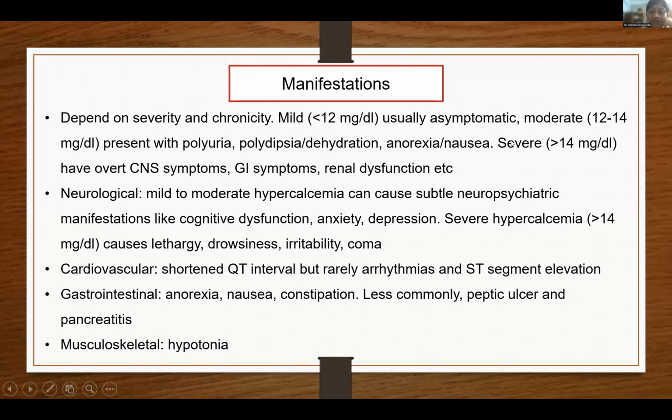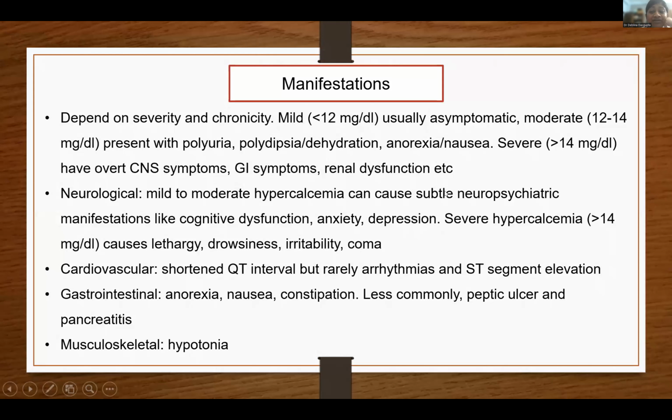And if it is severe, that is, if the level is more than 14 mg per dl, then it can give rise to a whole lot of overt CNS symptoms, gastrointestinal symptoms, and renal dysfunction. So what are the neurological symptoms that we can see? As I told earlier, if you remember, hypocalcemia causes increased neuronal excitability. So hypercalcemia will decrease neuronal excitability. So severe hypercalcemia will tend to cause lethargy, drowsiness, irritability, coma.